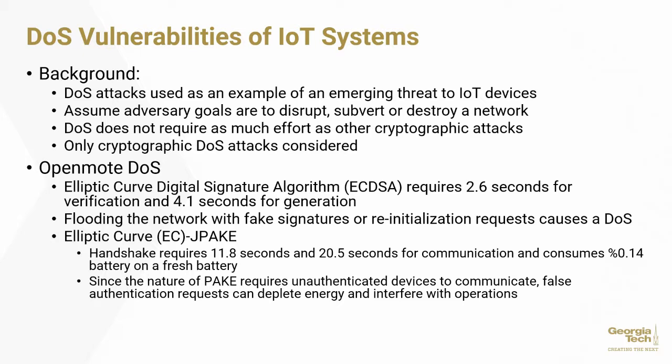The original JPEG implementation itself is too heavy for IoT devices, and as such, an elliptic curve variant was proposed. EC-JPEG requires significantly shorter keys than RSA for the same level of security, which has massive impacts on performance and memory requirements. That said, a single EC-JPEG handshake on the OpenMote IoT device required 11.8 seconds for computation, and 20.5 seconds with communication included. That handshake alone consumed 0.14% of a fresh battery, meaning that false authentication requests could easily deplete the device's battery.